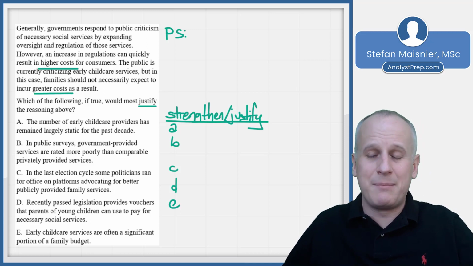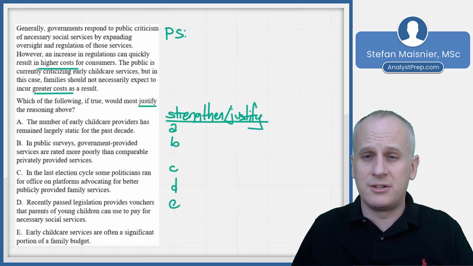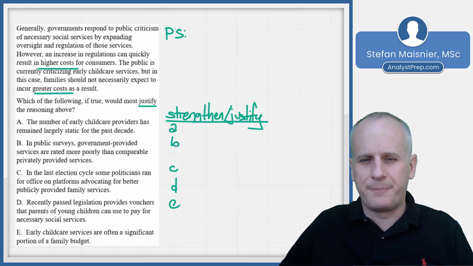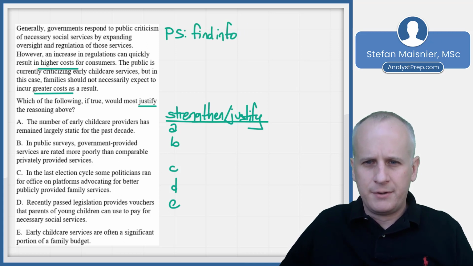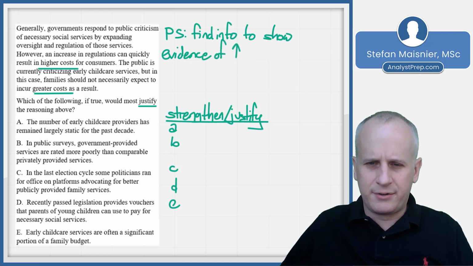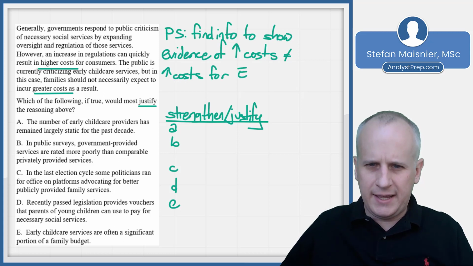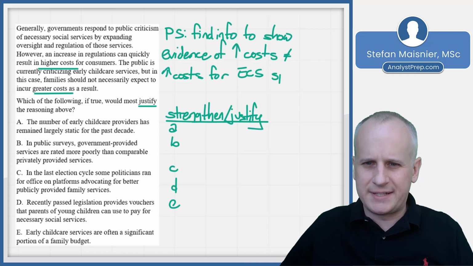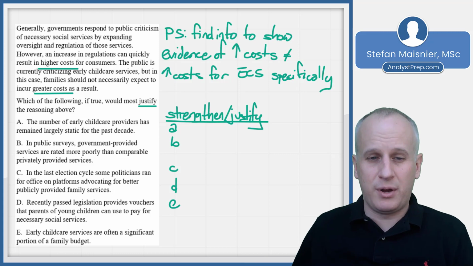So we can see that we are clearly dealing with costs, and oftentimes, whenever we're dealing with actual numbers, that can be categorized as a data or evidence interpretation style question. So our predicted strengthener in here, we can just say, is to find info to show that the evidence of an increase in costs does not necessarily mean an increase in costs for ECS, for early childcare services specifically. So we're going to focus on that specific issue of the costs.